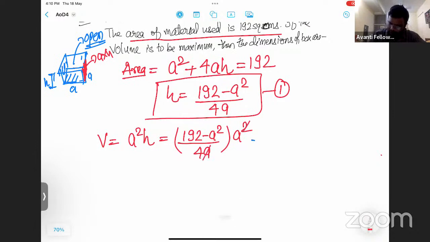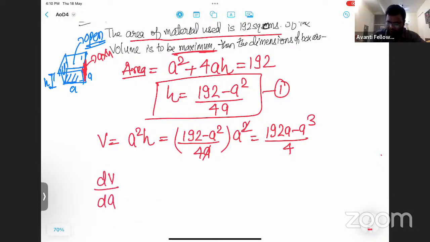So this A and this A get cancelled. Ultimately, we get (192A minus A cube) divided by 4. This is the volume of that particular box. Now for the volume to be maximum, as I told you, whenever terms like maximum, minimum, largest, smallest come, differentiate. The only variable is A here. So dV by dA is (192 minus 3A square) upon 4. And to maximize or minimize, the step is to equate it to 0.